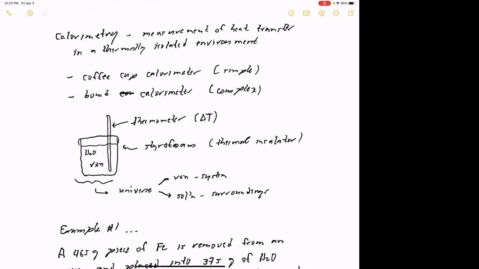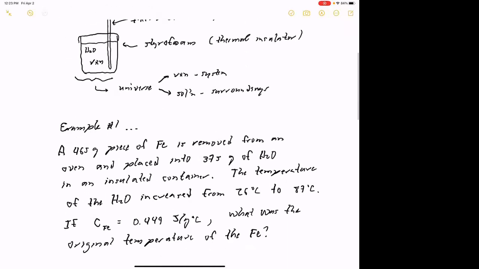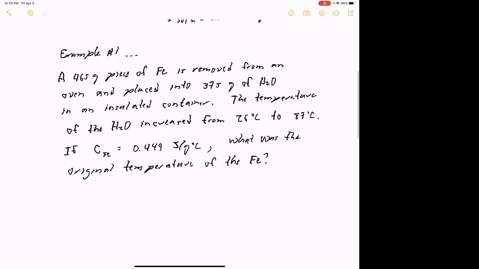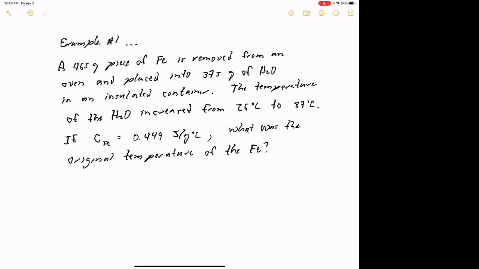Okay. Another simple way in which we might use a coffee cup calorimeter is to determine the specific heat of, say, a particular substance or object. So that's the purpose of example number 1 here. All right. So this is a simple coffee cup calorimeter kind of problem here. So let's read through it and see what's going on.